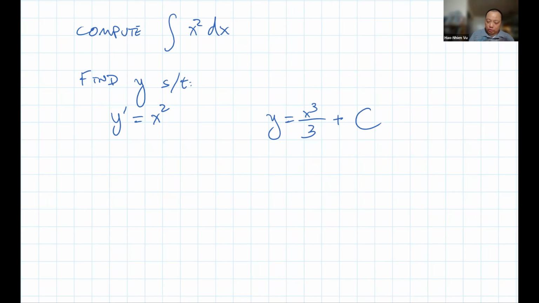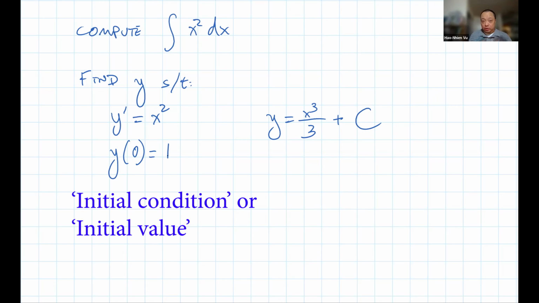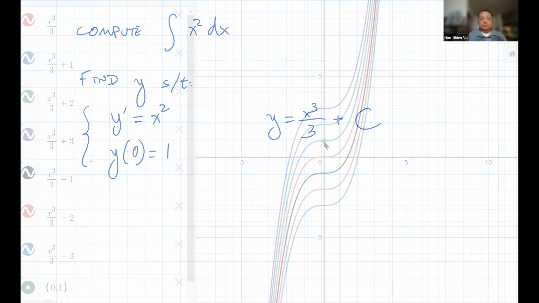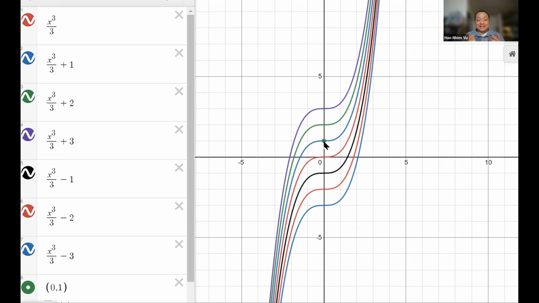For example, we could also be given the additional information that y at x equals 0 is equal to 1. That is called an initial condition or initial value. And this whole thing is called an initial value problem. Given the additional information that says the curve has to pass through the point 0, 1, x equals 0, y equals 1, we know that this curve right here has to be the solution. And that curve is the x cubed over 3 plus 1 curve. That means all the other curves are not the solution. There's only one solution, which is this curve that passes through the point 0, 1. The other curves don't pass through 0, 1.